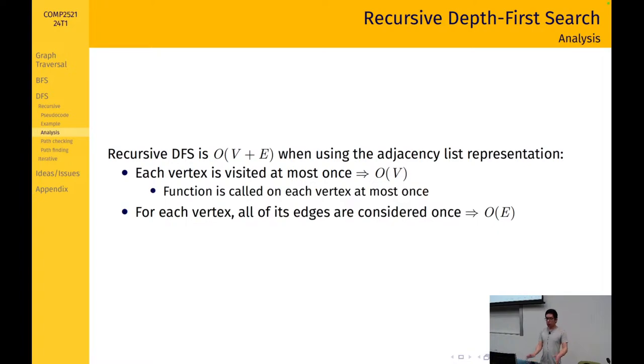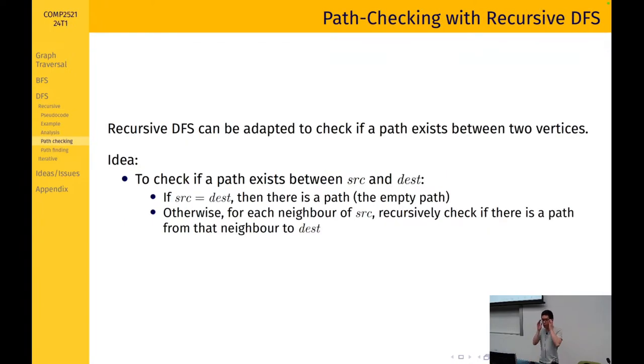Cool, so that is recursive DFS. Now, how do we actually use recursive DFS to find if there is a path between two vertices? Because at the moment, all we're doing is traversing from a starting point and just printing out the visit order. So how do we actually use this to find if there is a path? What we can do is just modify it slightly.